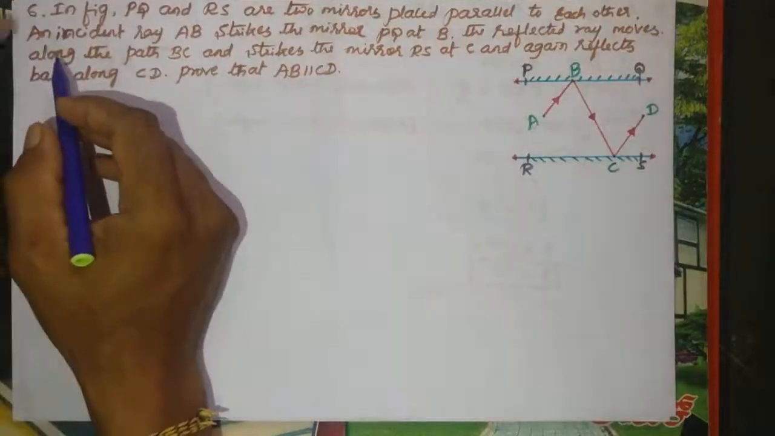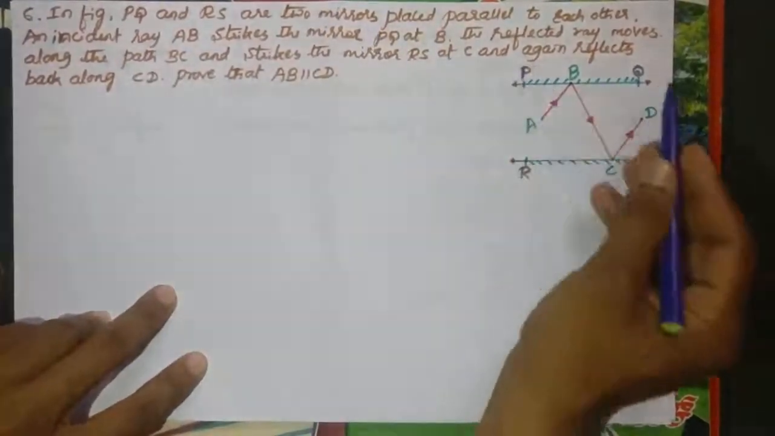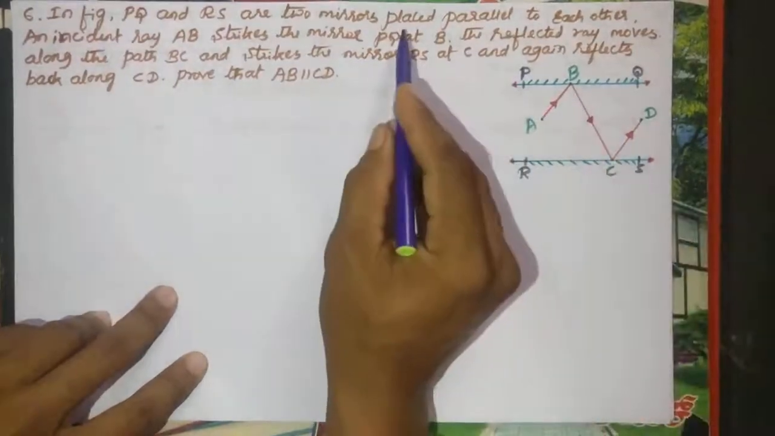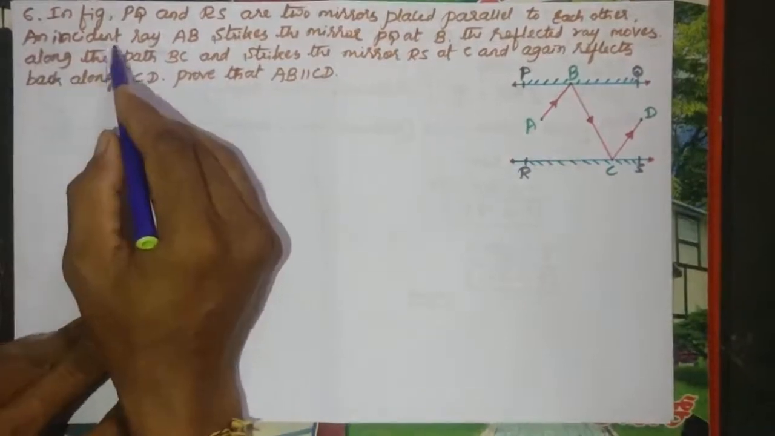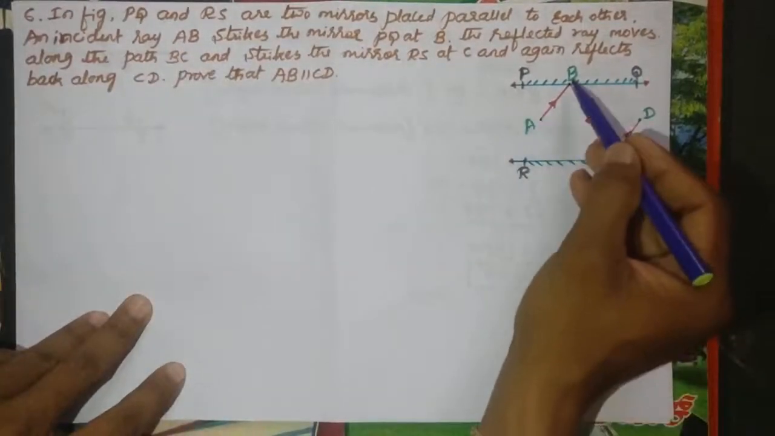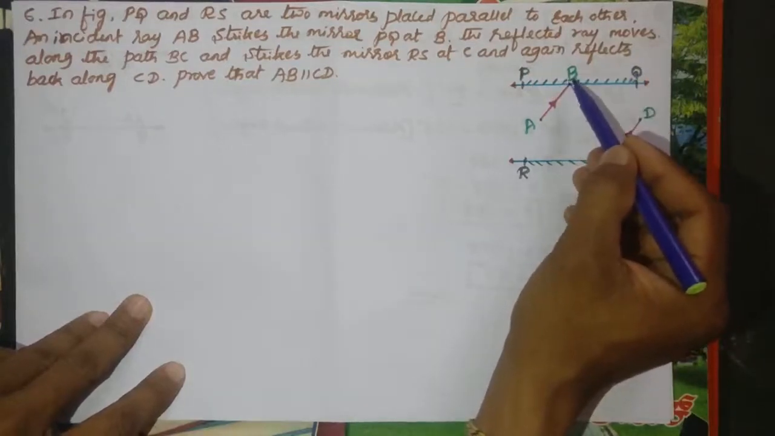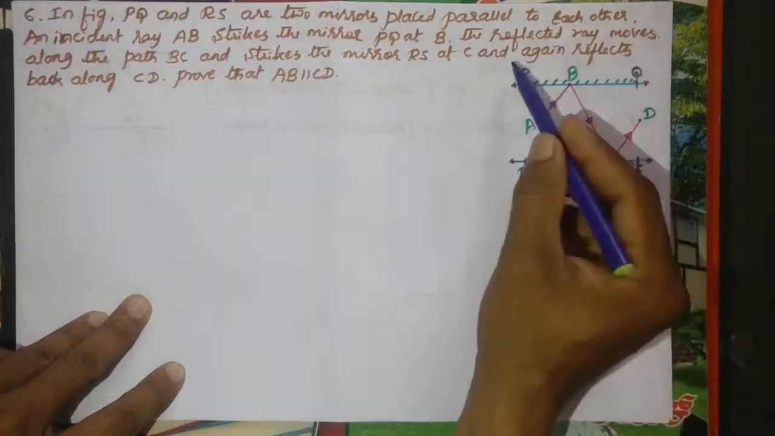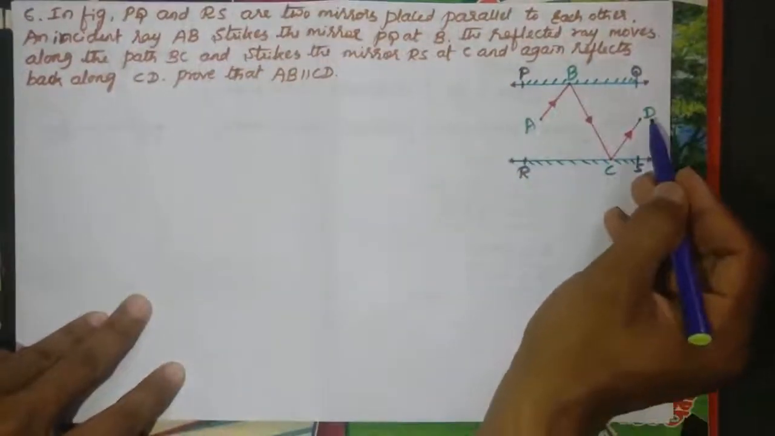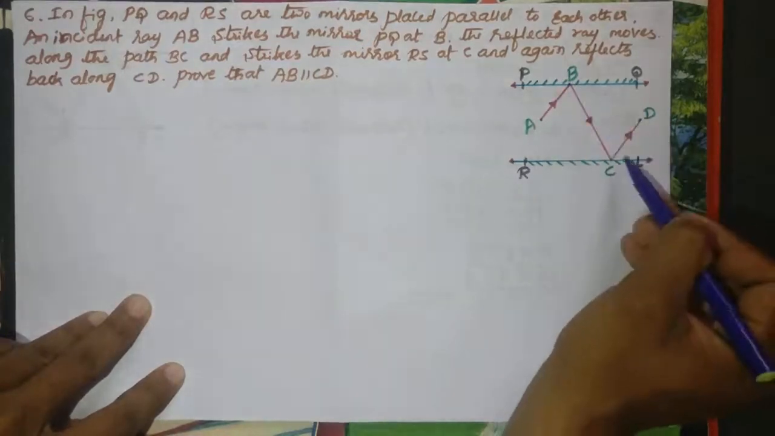Now let us discuss the sixth question. In the figure, PQ and RS are two mirrors placed parallel to each other. An incident ray AB strikes the mirror PQ at B. The reflected ray moves along the path BC, strikes the mirror RS at C, and again reflects back along CD. Prove that AB is parallel to CD.